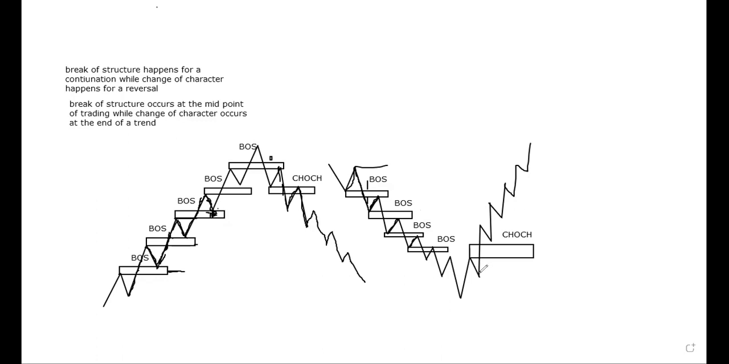Then what you want to do is wait for this level over here to be fully broken. After breaking, you expect it to come back down and retest, and at this point you want to buy. Same thing with this place: it breaks the structure, comes back to retest, then you see a continuation of the down move created by the change of character. That being said, I want us to go into the charts and see examples of what we really mean by all this.